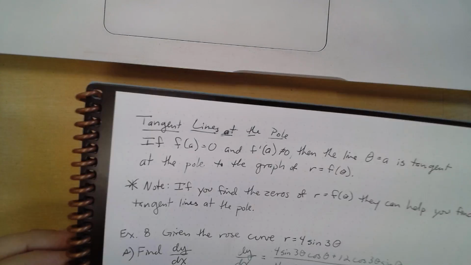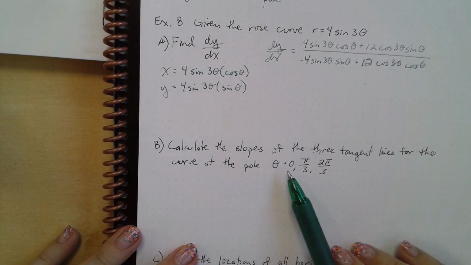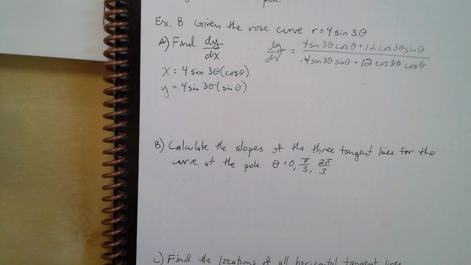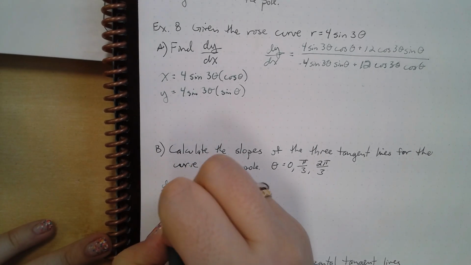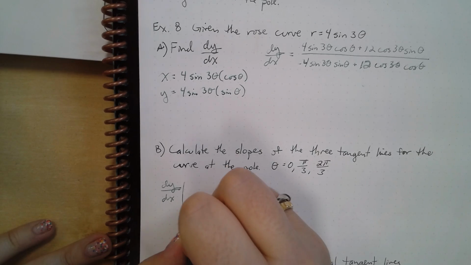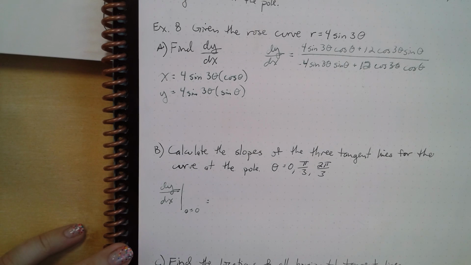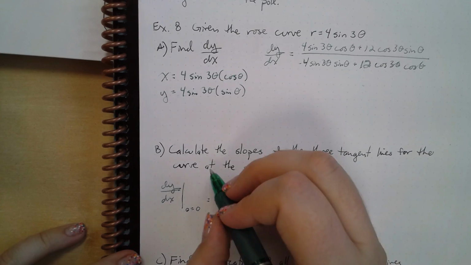We did that part. And then we're asked to calculate the slope of 3 tangent lines for the curve at the pole. So it's 0, pi over 3, and 2 pi over 3. Okay, so we're going to first evaluate dy over dx at theta equals 0. And you would use your calculator for this, but anyway, I'm just going to give you the answer. That is equal to 0.